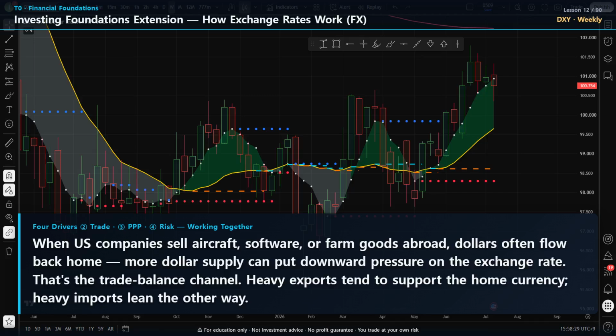When US companies sell aircraft, software, or farm goods abroad, dollars often flow back home. More dollar supply can put downward pressure on the exchange rate. That's the trade balance channel. Heavy exports tend to support the home currency. Heavy imports lean the other way.